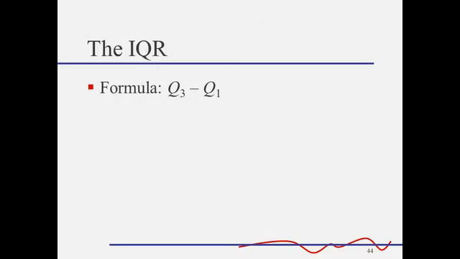Next, we'll talk about outlier bounds calculated from the quartiles. This is the formula for the IQR, which stands for the interquartile range. It's the difference between the third quartile and the first quartile. We'll use this value in our formulas for the outlier bounds.